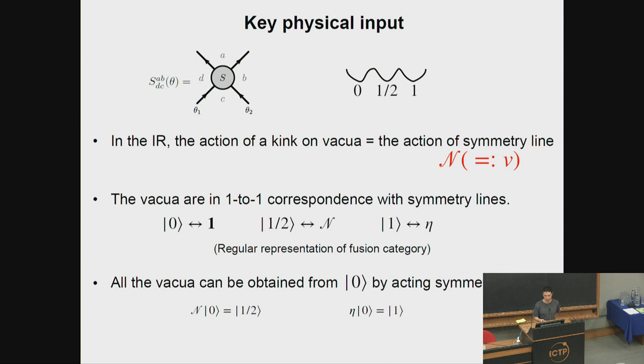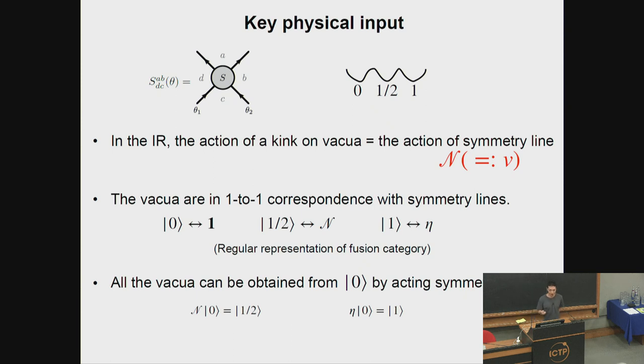A second important input that goes into the derivation is that in this theory, the vacua are in one-to-one correspondence with symmetry lines. What I mean by this is that you can identify the zero vacuum with the trivial line, the 1/2 vacuum with the N line, and the one vacuum with the eta line. Then the way this symmetry line acts on the vacua is precisely the same as the way you fuse two different symmetry lines. In mathematical language, this is saying that the vacua are in the regular representation of the fusion category.